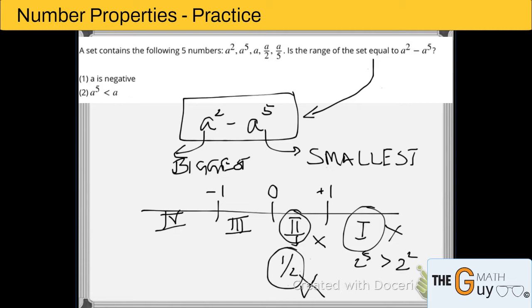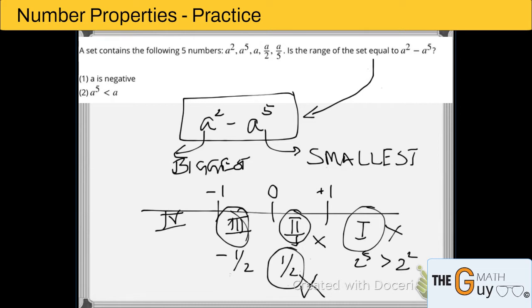Okay, zone 3, let's take a look at that. Let's take an example of negative half. If I take negative half, a to the power 2 and a to the power 5 will all 3 be negative.